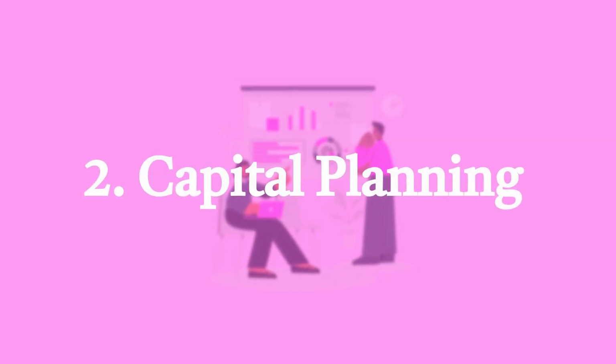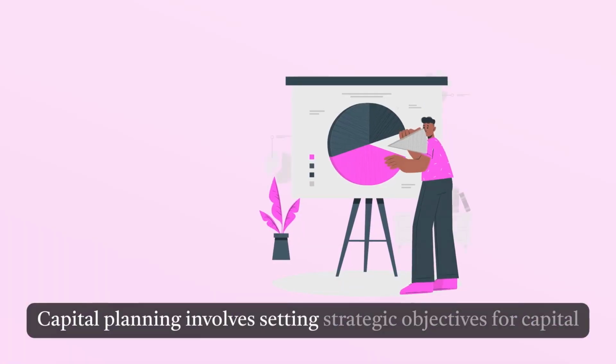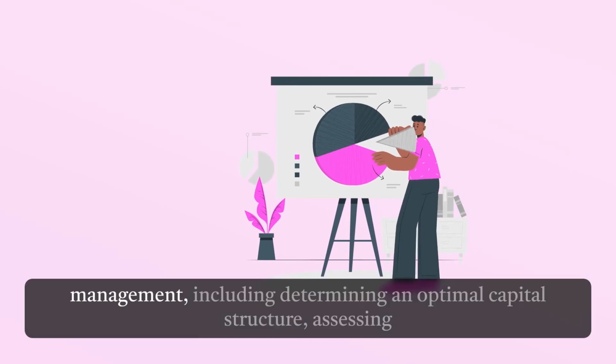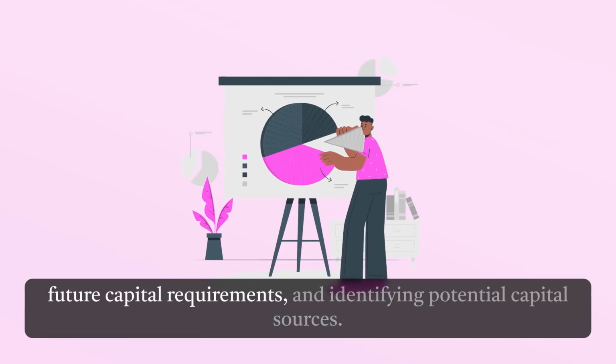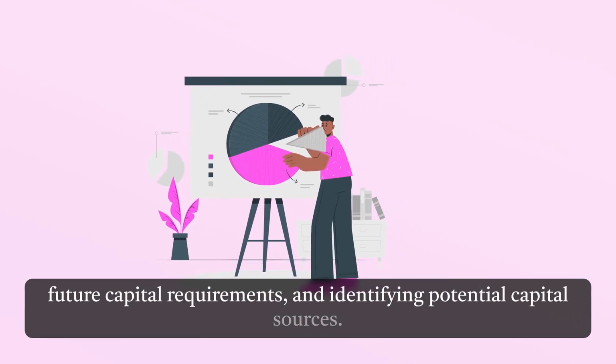2. Capital planning. Capital planning involves setting strategic objectives for capital management, including determining an optimal capital structure, assessing future capital requirements, and identifying potential capital sources.